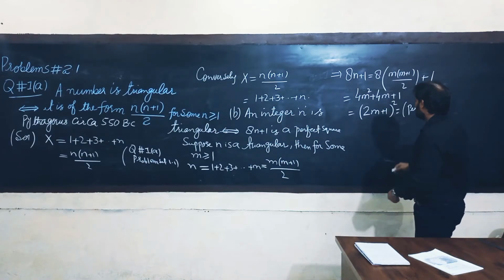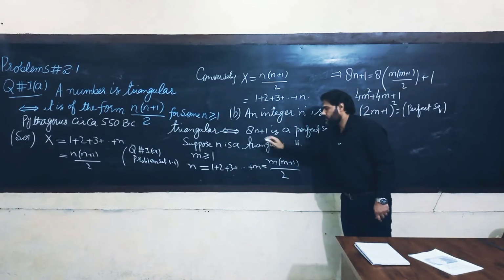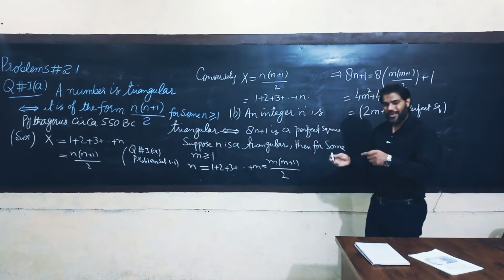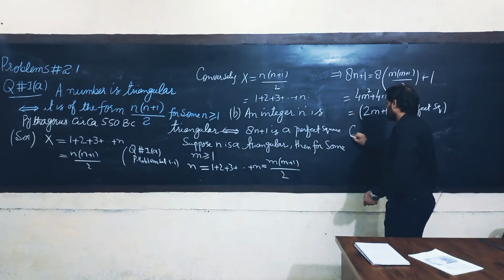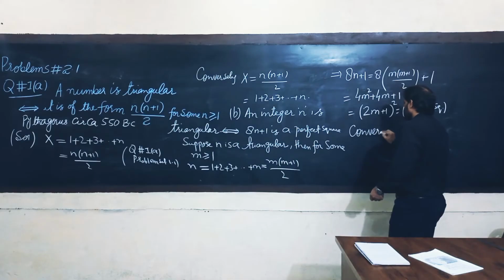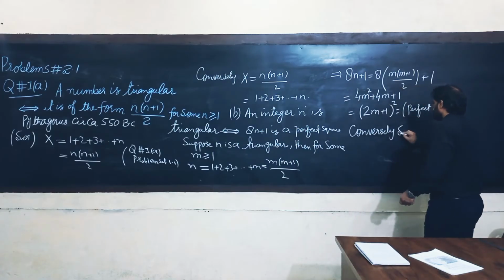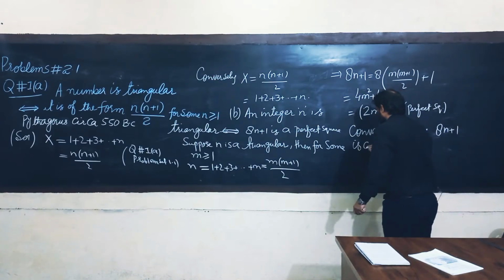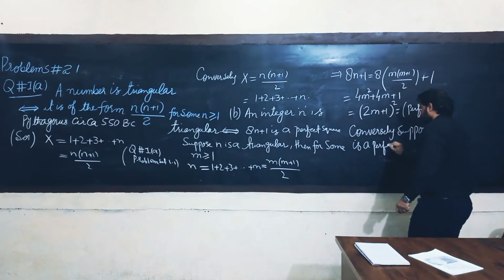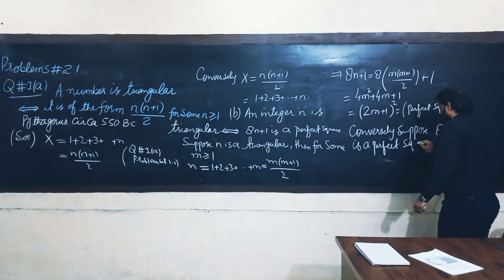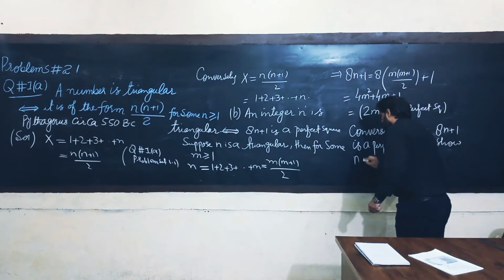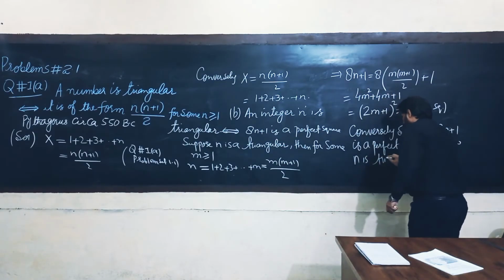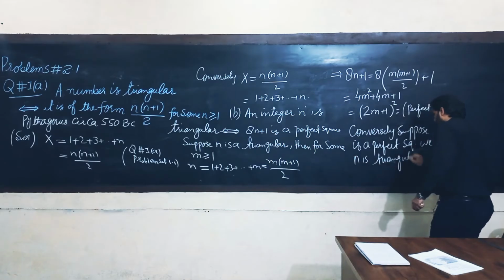Conversely, we suppose that 8n plus 1 is a perfect square. We show n is a triangular number.